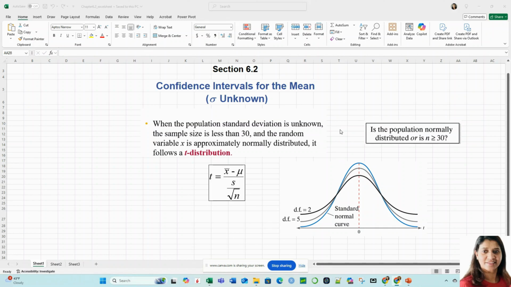The shape is similar to the bell curve, but the tails are thicker, especially with the smaller samples. That's because we are working with more uncertainty.